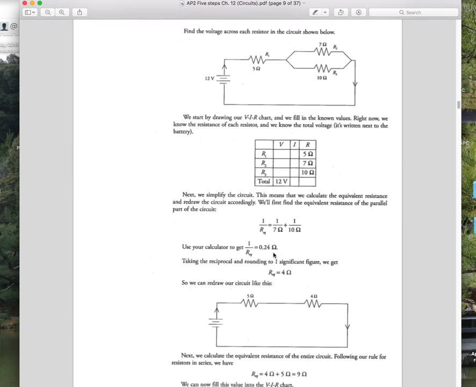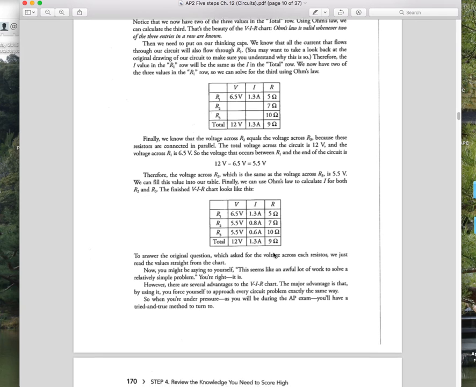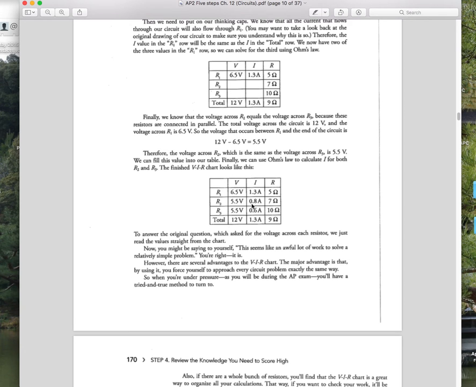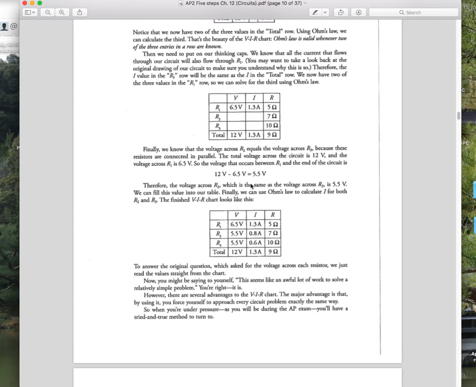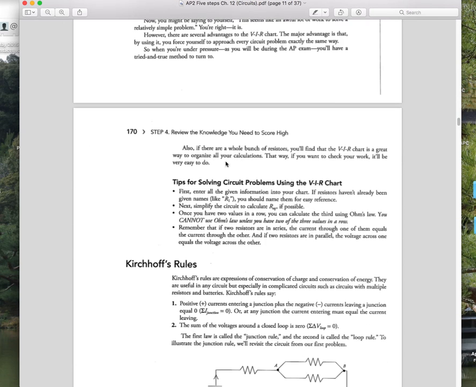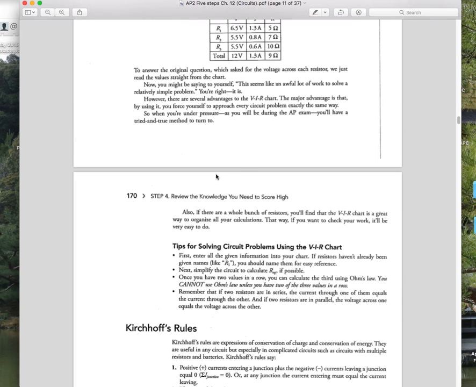So they take several pages here to go through this VIR chart. I don't think it's a bad idea to do that, just to make sure you understand it. They round off a little more than I would here, but they talk about how you know what the voltages are and how you attack which part of a circuit to solve. And I don't think that's a bad thing to understand. So they talk about tips like this.